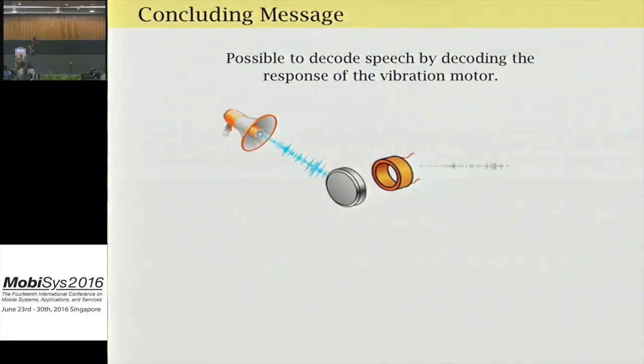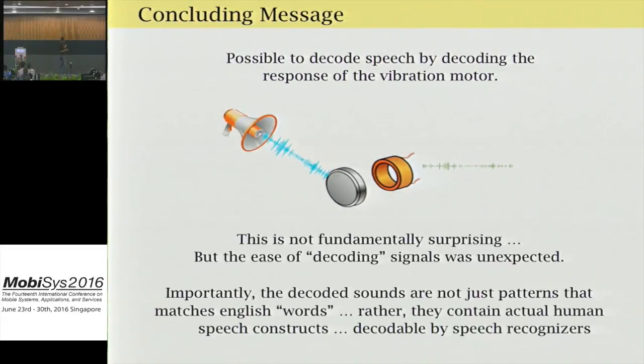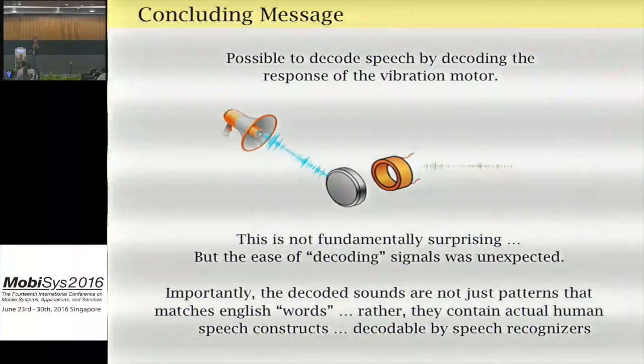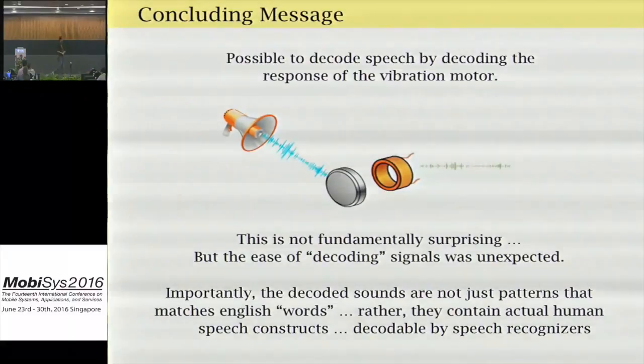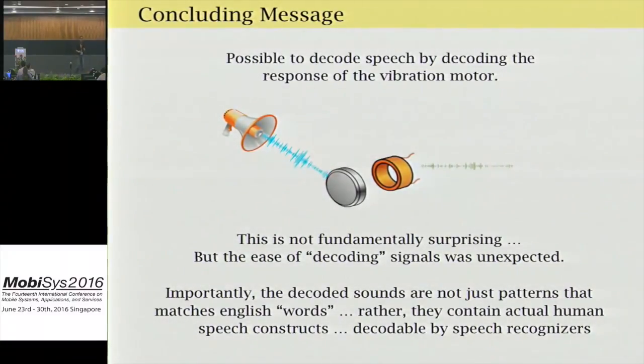So to conclude, it's possible to decode speech by decoding the response of the vibration motor. This is not fundamentally surprising because every object should move when there is a change in air pressure around it. But what was surprising was the ease with which we could decode some of these signals. We did not have to do much sophisticated signal processing. And importantly, all these decoded words are not through machine learning. It's not pattern recognition. Any language you speak, we should be able to record through a vibration motor and play it, and an automatic speech recognizer should be able to decode these words with reasonable accuracy.